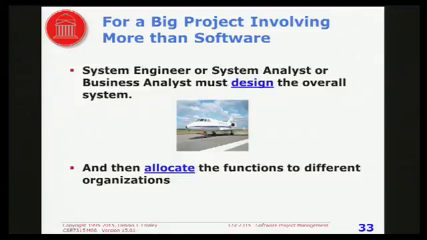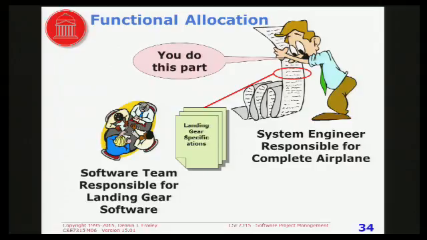And then they allocate the functions to different organizations. So here's the system engineer responsible for the whole airplane. And this little section down here describes the part you're responsible for. And they tell you, yes, this is the description of the landing gear, and you are responsible for the software for the landing gear. And you don't talk to the pilot, you don't talk to the passengers, you don't talk to the owner of the airline, you talk to the system engineer who's designing the airplane.